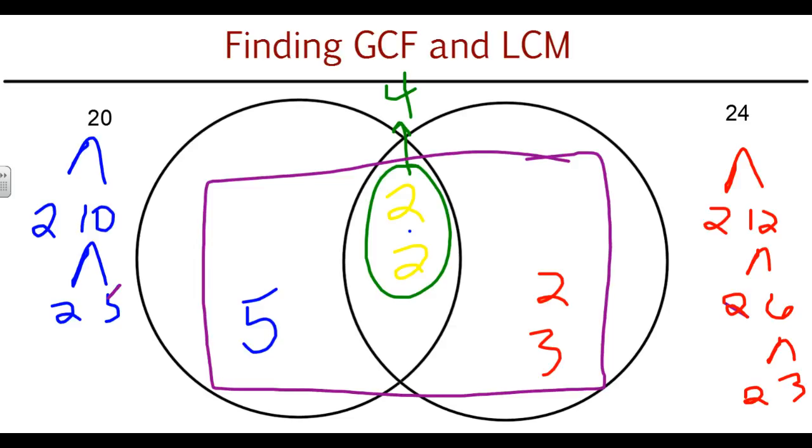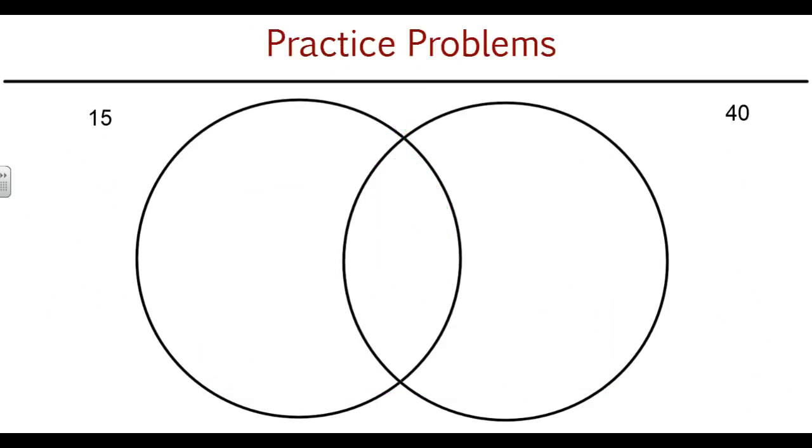So again, the GCF is everything that's in the center of the Venn diagram. The LCM is everything that's in the entire Venn diagram once you've looked at the primes that they have in common. So let's go ahead and look at 3 practice problems here. Go ahead, pause the video, work out the GCF and LCM of 15 and 40, and come back when you are ready to go through the answer.